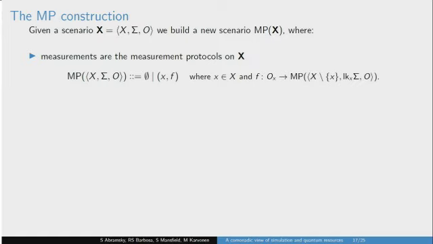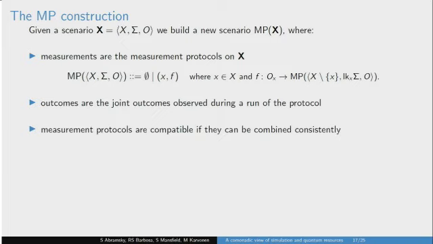And now the result shouldn't be just any measurement protocol in the measurement scenario. It should be something that is still compatible with X, which means we look at the link of X, if you're familiar with that. And now this just defines what the measurements are of this new scenario. You should then tell what the outcomes are. Well, if you do a measurement protocol and finish, then you've just obtained an outcome for each of the measurements in it, and you just return that, and that's your outcome.